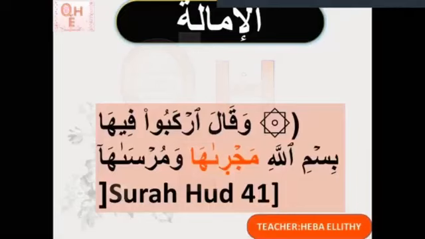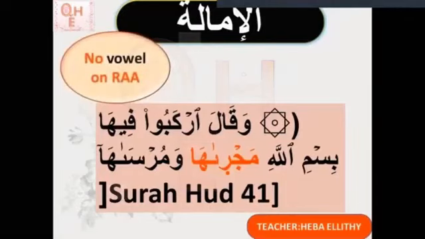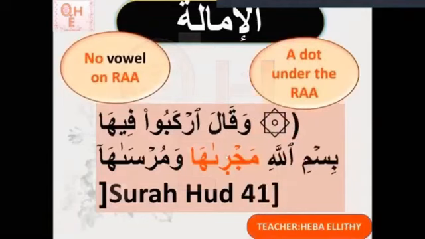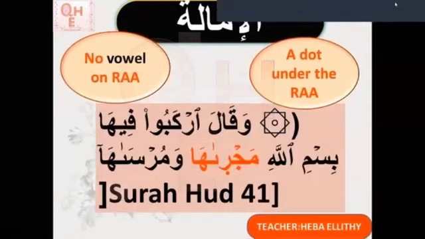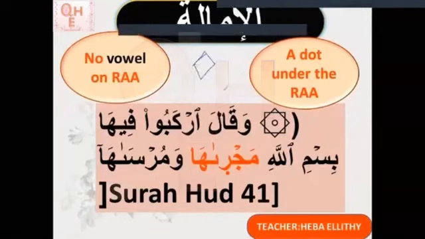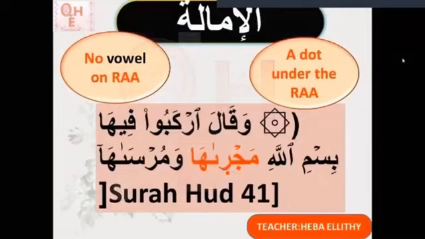What's the sign of imala in the Quran? No vowel on the letter with imala, which is no vowel on the ra here, and a dot under the ra. Before, in some Qurans, they wrote it with this shape instead of the dot. You can see that in some Qurans. Both of them mean imala on that letter. Warsh's way has a lot of imala in his reading. In Hafs's way, he just has the word majreha in Surah Hud.